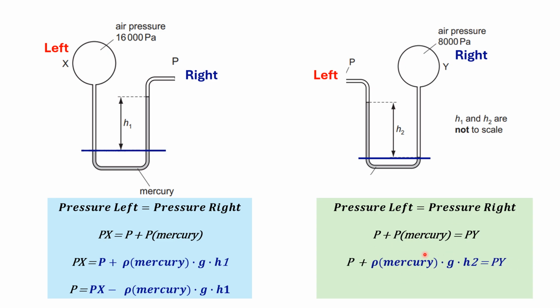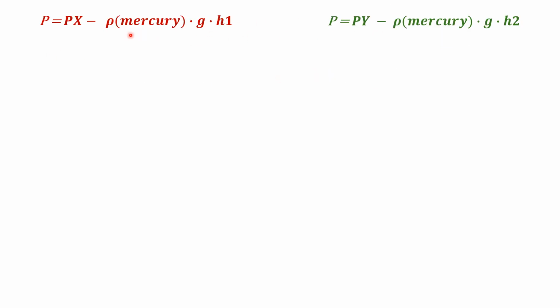Again, doing substitution for mercury, we have the density of the mercury times G times the height of the mercury on this side, which is H2. Rearranging in terms of P, we have this expression. Now I'm going to combine both expressions in one. So here we have Px minus the density of the mercury times G times H1 on this side of the equation. On the other side of the equation, I have Py minus the density of the mercury times G times H2.